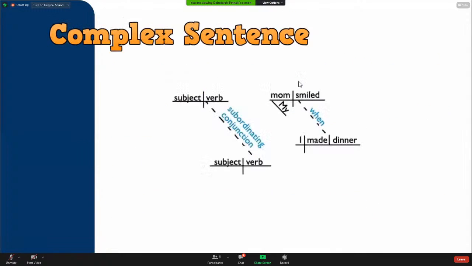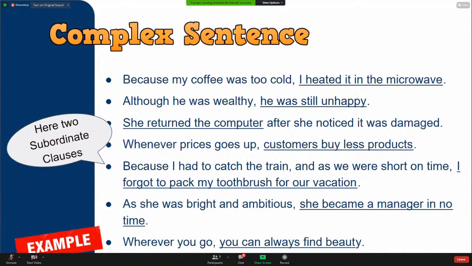Simply, I can do that: the prices go up and the customers buy less products. Got it? Price goes up, and customers bought less. Done, simple. But if I make it whenever, that means whenever is related to time.